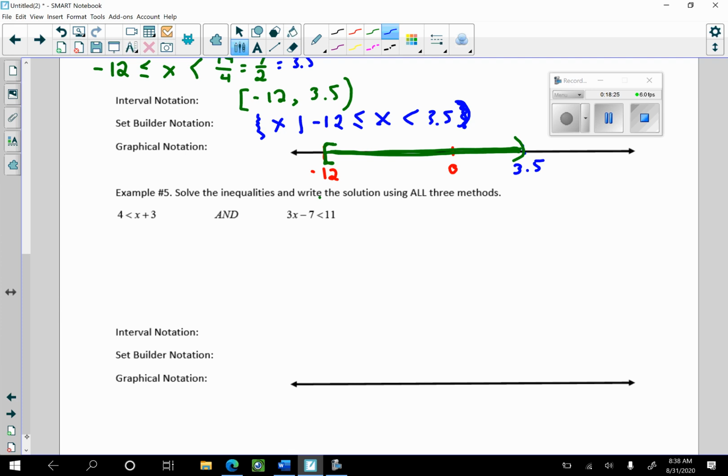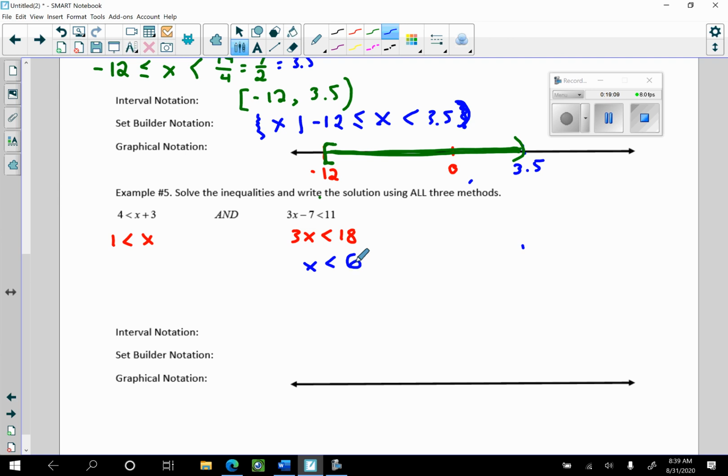So this also is an and, but it cannot be written as one because I have different expressions in x. So I'm going to solve them. The first one is going to be easy. Subtract 3. I don't need to show the steps. X is greater than 1. Subtract 3. Let's add the 7 here. This is going to be 3x equals 18. I don't need to show that step either, I don't think. Divide by 3. I have x is less than 6. Okay, this is kind of an easy one.